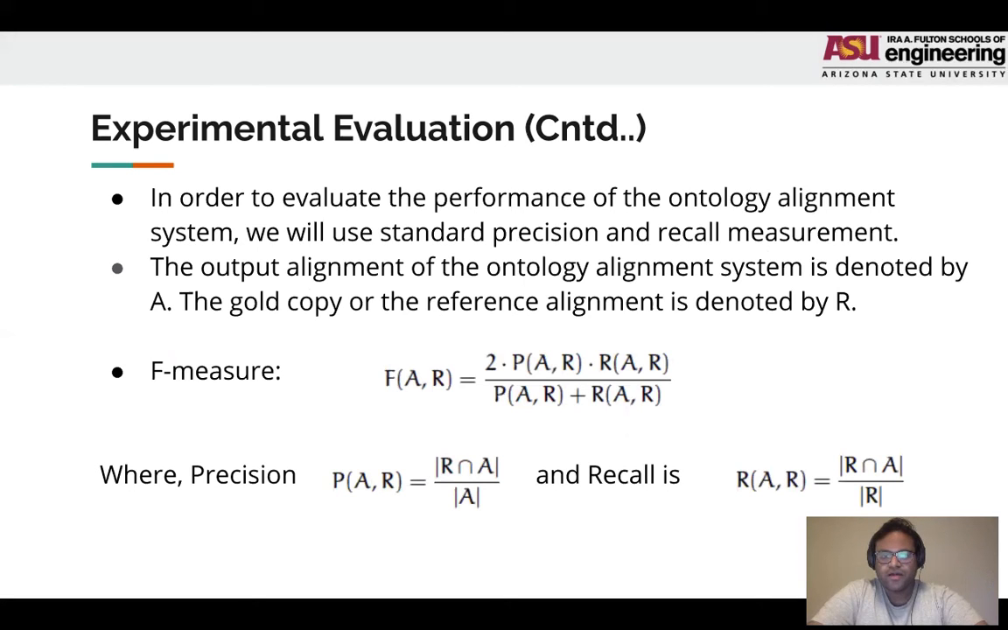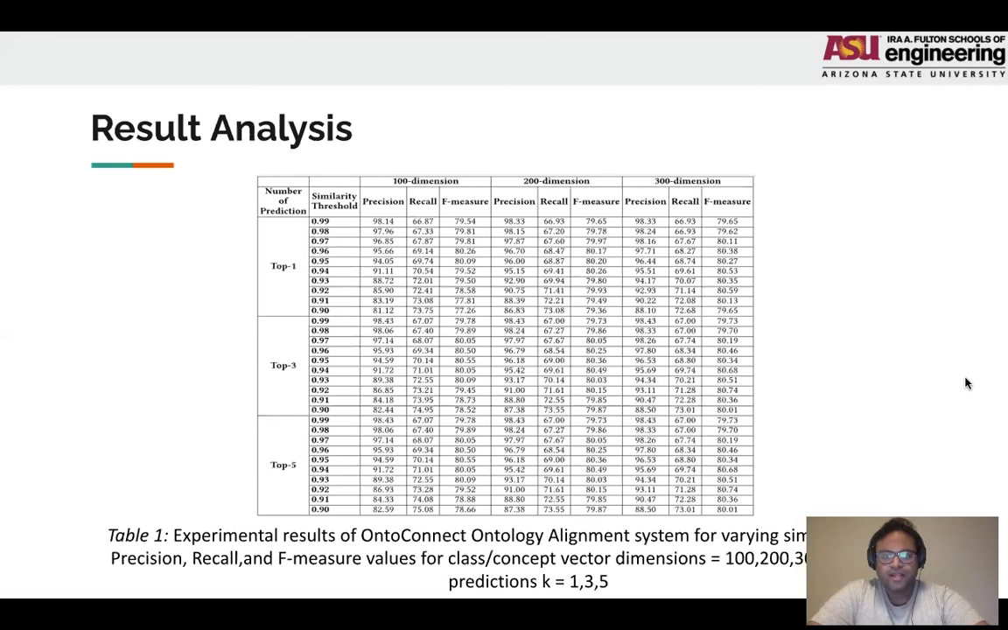For this approach, this is the evaluation metric that we have used, where F score is the harmonic mean of precision and recall, where A is the aligned total number of correspondences predicted from our tool, and R is the reference alignment. This is the result analysis we have.